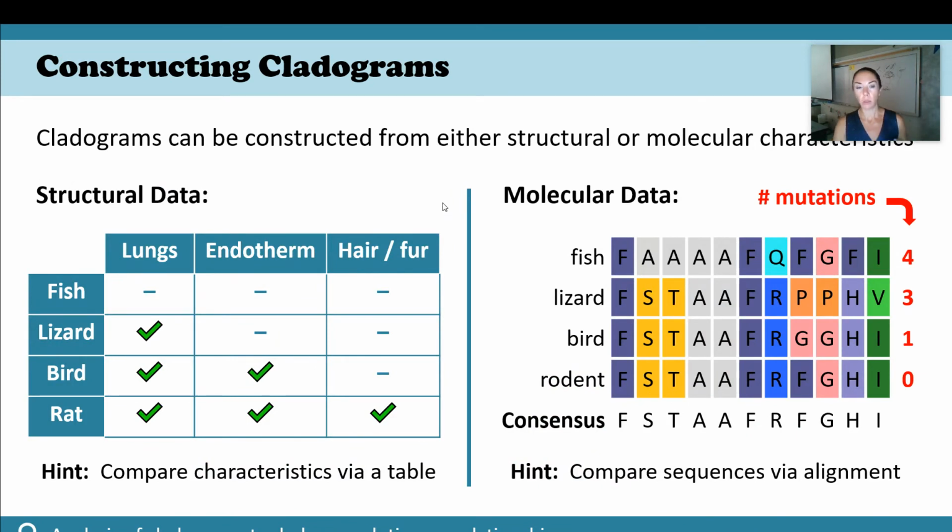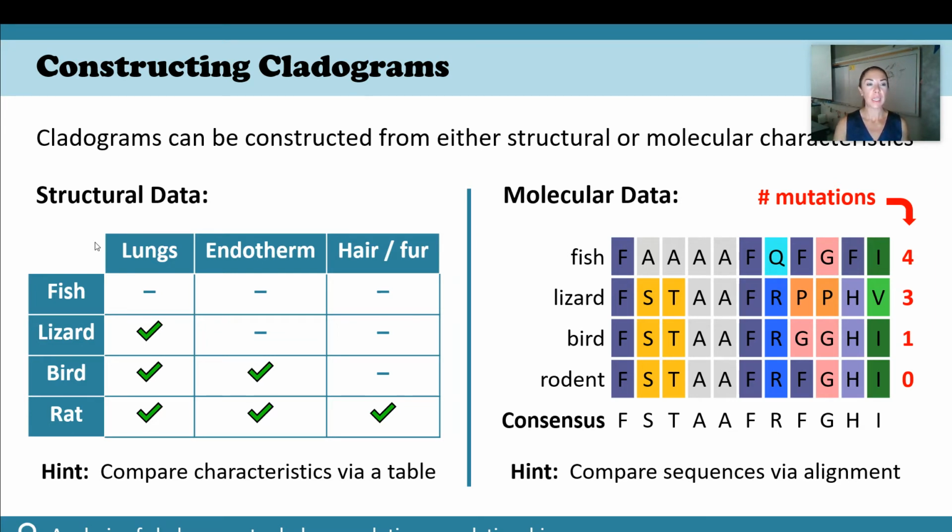Okay. Now, how you actually construct a cladogram. So again, we're going back to structural or molecular. This slide is very overwhelming, but I want you to stop and look through it. Remember, we talked about how anytime we see a graph or a graphic, let's pause and ask, what is this trying to tell me?